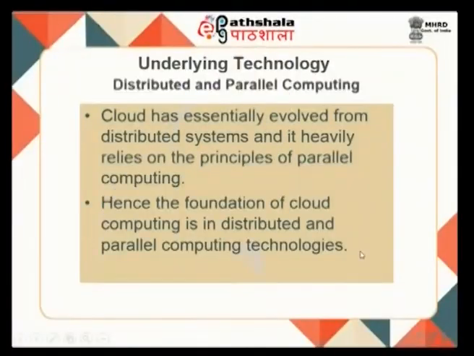Cloud has essentially evolved from the distributed systems, and also it heavily relies on the principles of parallel computing. So, therefore, the foundation of cloud computing is the distributed systems and the parallel computing technologies.